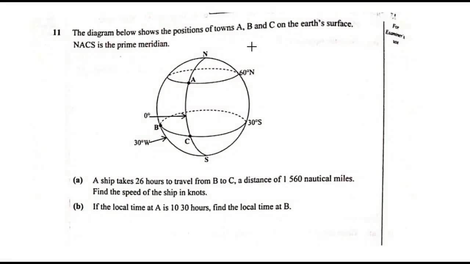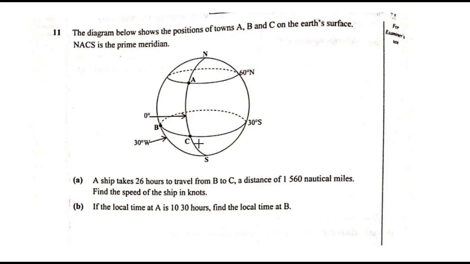That is the value for theta. The diagram below shows the positions of towns A, B, and C on the Earth's surface. NAC is the prime meridian. A ship takes 26 hours to travel from B to C, a distance of 1,460 nautical miles. Find the speed of the ship in knots.